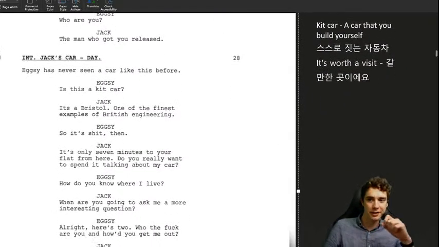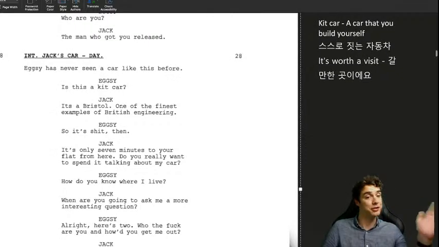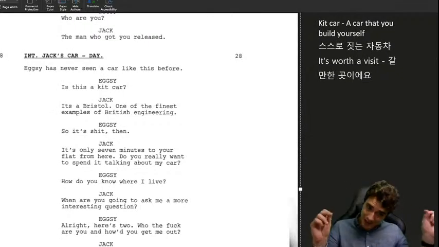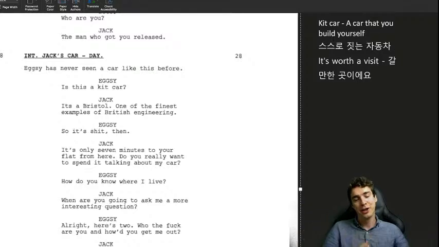Yeah, the man who got you released. This is a kit car, that you build yourself. It's a Bristol, one of the finest examples of British engineering. So it's shit then.